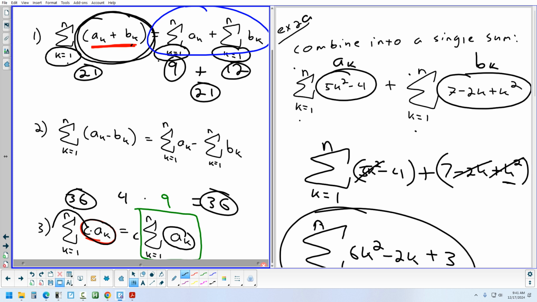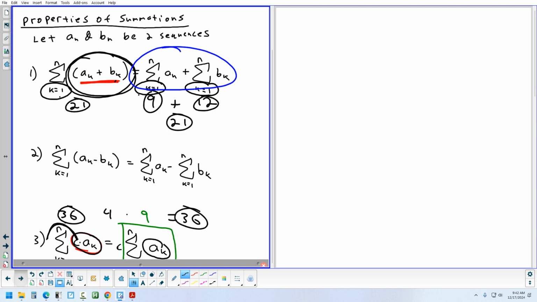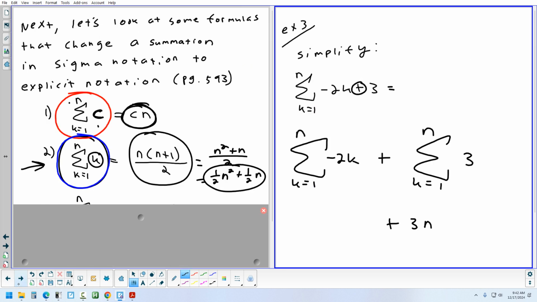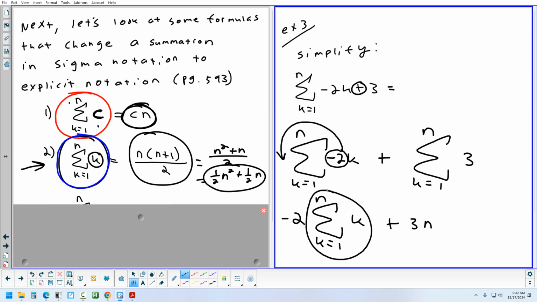You don't have to keep that number in front of it. You can put it in front of the whole thing. So let's do that. Take that number and put that in front of the entire thing. So you have -2. Write our sigma again. But now what's left to the right of that sigma? Just the k. And now look at that. Does that look like anything we have over here? Yeah, the second one.